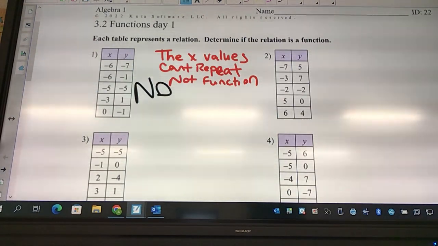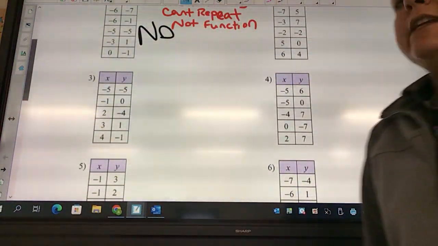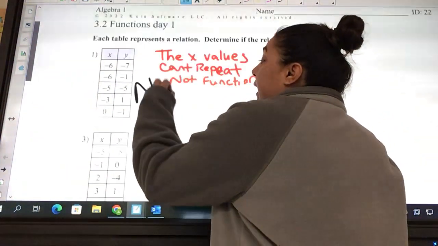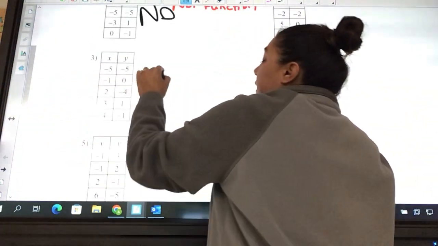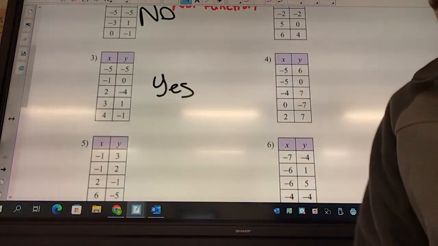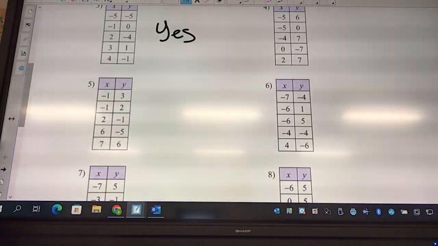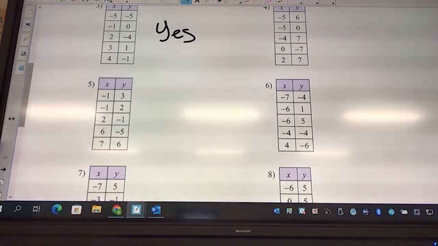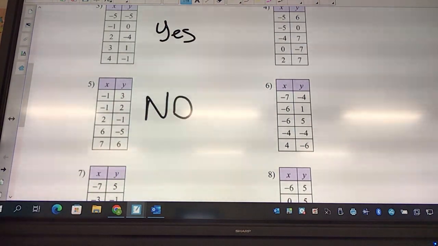Okay, the x values cannot repeat, but the y's can. So essentially, all you're doing is looking at the x's. Okay, so if we look at 3, do any x values repeat? No. Okay, so then yes, it is a function. Okay, look at 5. Do any of these repeat? Yes, so then our answer is what? No. Okay, so it's kind of backwards, but so no, that's not a function.